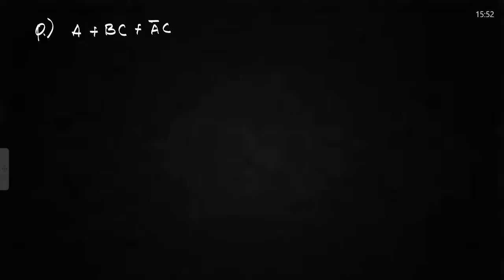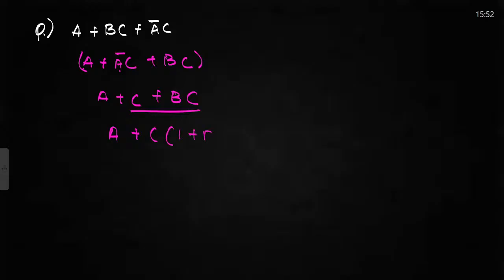What will we do? We've learned one equation, right? A plus A bar C. That means what can I write? I can write A plus C, plus BC. Now in these two terms, I will take C as common: C of 1 plus B. 1 plus anything is 1. So my answer is A plus C. I think you have understood this one. If you are having doubt, please ask, I will explain again.